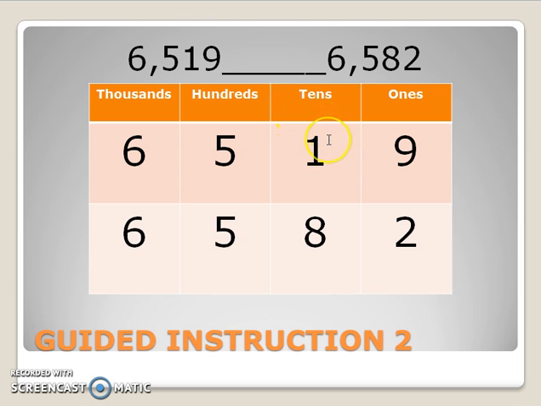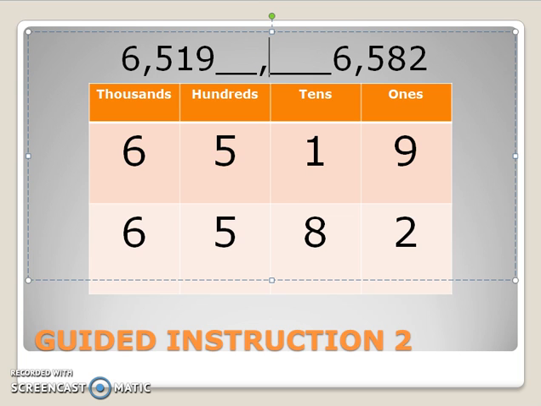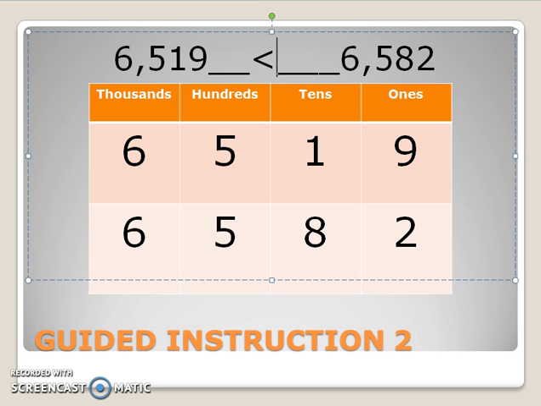So we're going to move on over to the tens. In the tens place value in the first one, we have a 1. In the second one, we have an 8. So we can see that 6,519 is actually less than 6,582. So you're going to put the less than sign there.